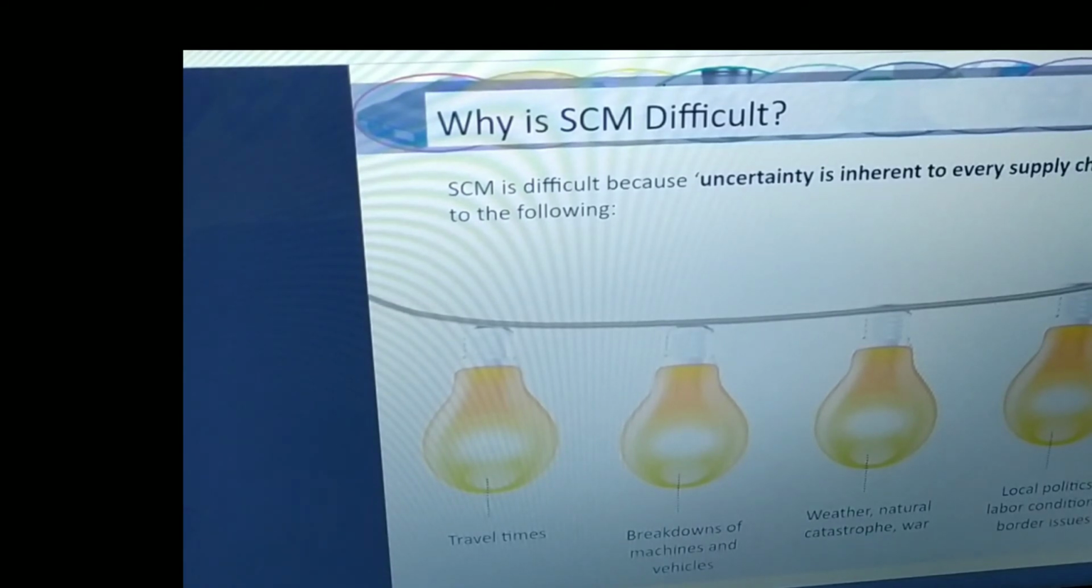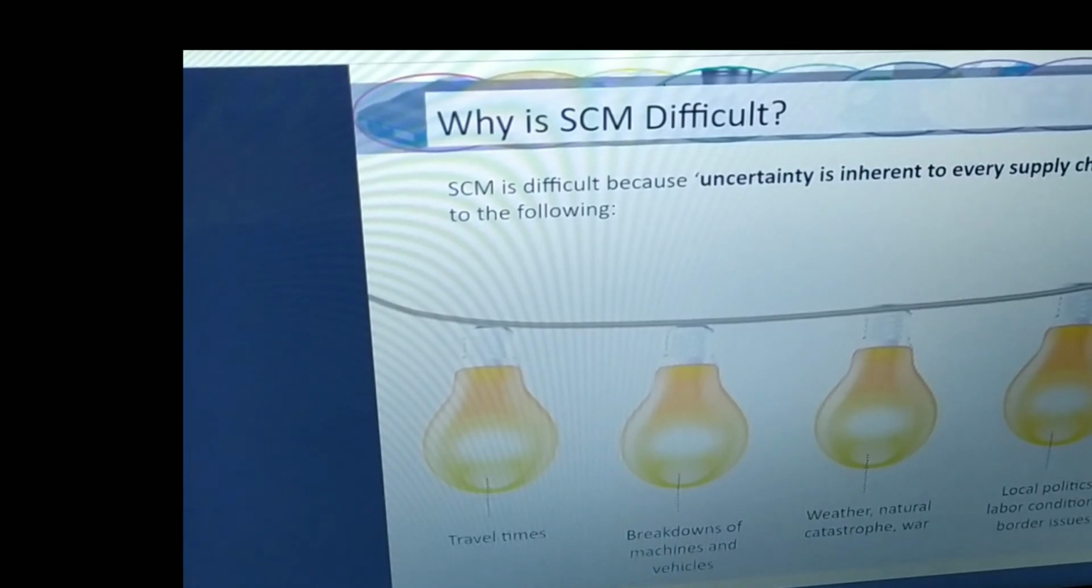If machines in a factory or vehicles break down, then supply chain management will be difficult. Weather, natural catastrophe, war. Weather plays a very important role in supply chain management. If the weather is not good, then supply chain management will not work in that specific region. Natural catastrophe always hinders the supply chain management work, and the processes cannot be done because of it. And war, it's very obvious that if war between countries occurs, then supply chain management will not work in that region.